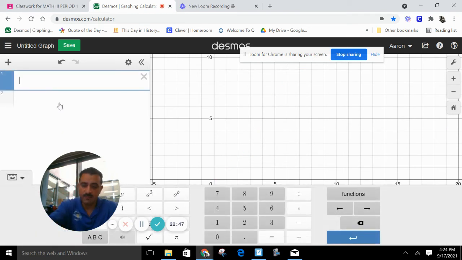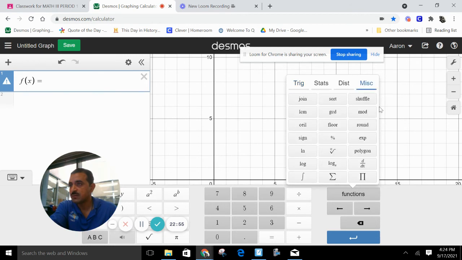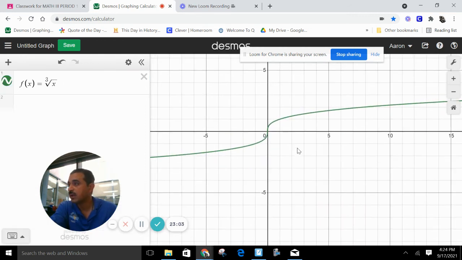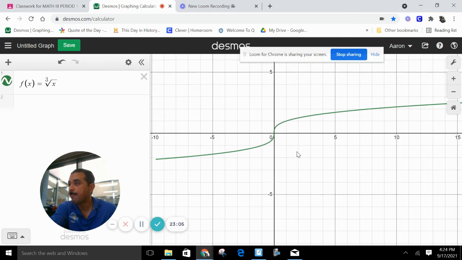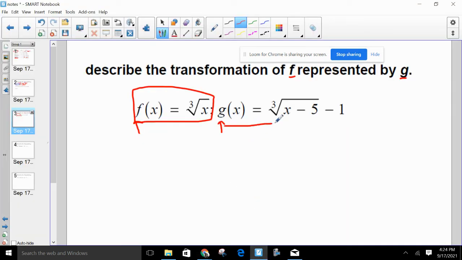There we go. F of x equals cube root. Remember, go to functions, go to miscellaneous, and you'll have the nth root, so you can make the cube root of x. There we are. It's in green. The parent is in green this time. There's a parent function. Cool. Let's do g of x now.